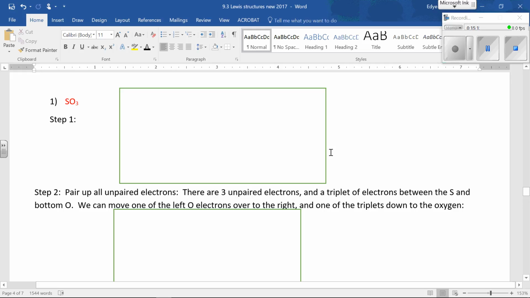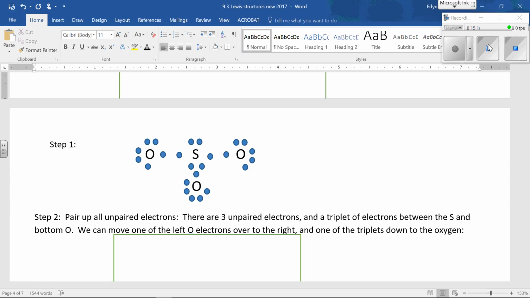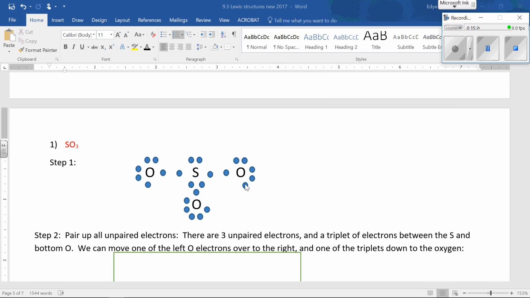All right, SO3. Each of these has 6 valence electrons. I'll put sulfur in the center. And this looks really strange, but you can see here are oxygen's 6 valence electrons. Here are sulfur's 6 valence electrons. Here are oxygen's 6, and here's the other oxygen 6.